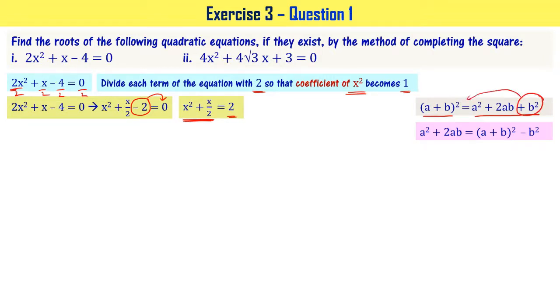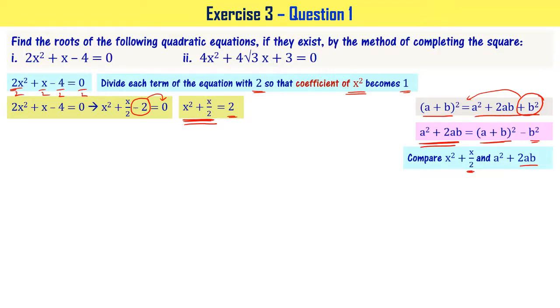Let me take this plus b square to the other side. When I do that, I can write a square plus 2ab equal to (a plus b) whole square minus b square, right? Now look at this. I have x square plus x by 2. Here I have a square plus 2ab. Let's compare these two. When you compare, here you have 2ab, here you have only one term, right?